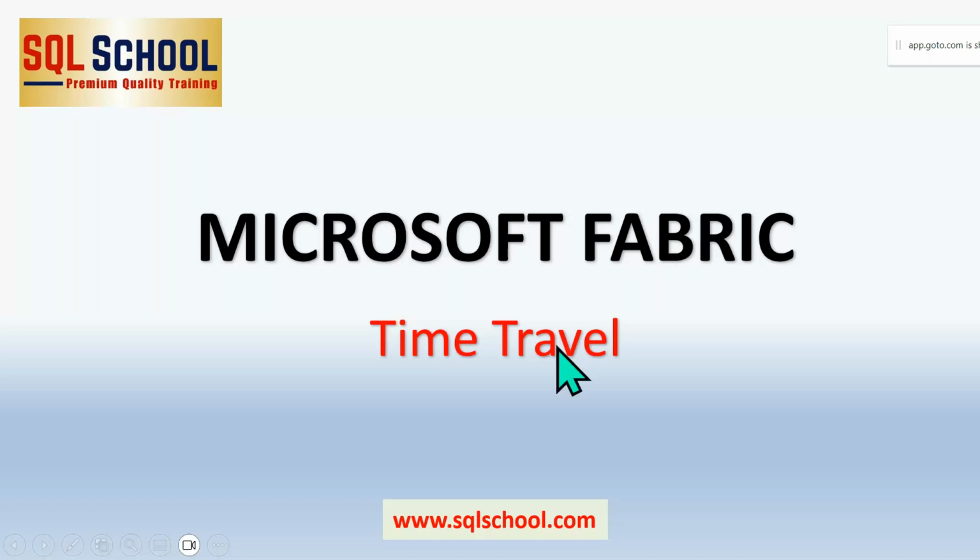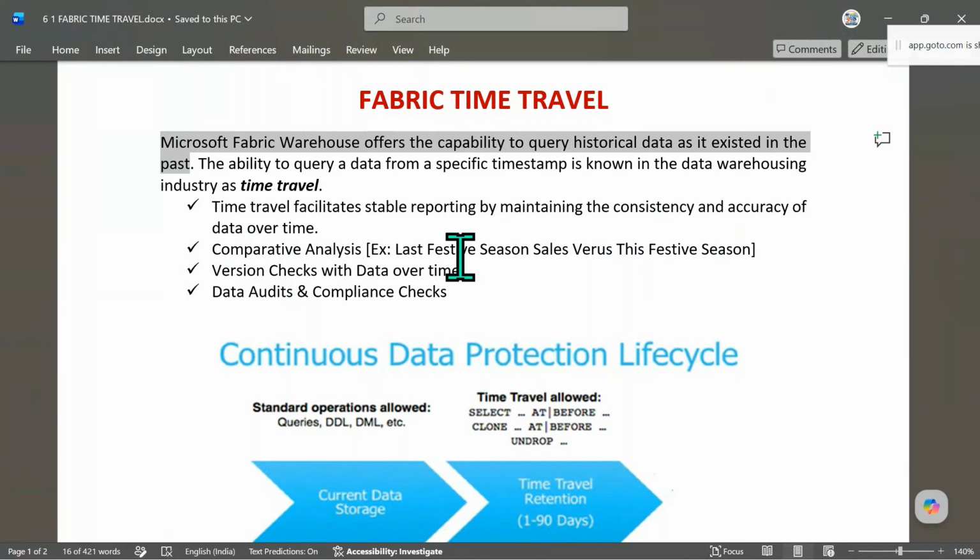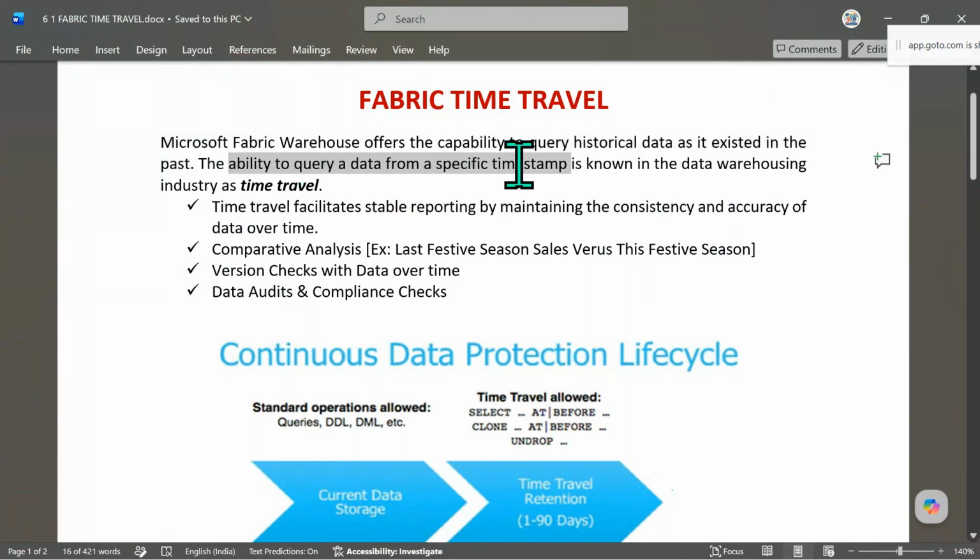Concept of Fabric time travel. What it is, let's see. Microsoft Fabric Warehouse offers the capability to query historical data as it existed in the past. So we can read old data, yesterday's data, etc. The ability to query data from a specific timestamp from the past is known as time travel.